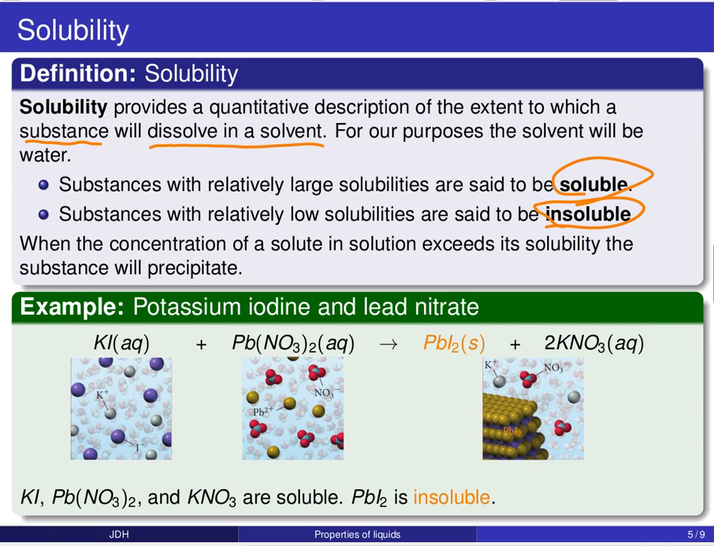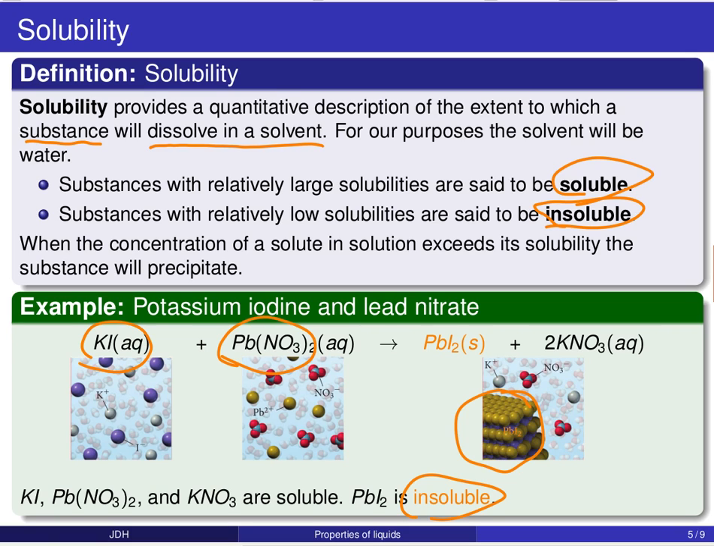And if you keep putting more and more solid in, at some point it will eventually fall out of solution, okay? One example that we saw earlier on in the class was this double displacement reaction where you take potassium iodide and lead nitrate, mix them together, and you get this insoluble lead iodide precipitate forming. We can see from this reaction that this lead iodide product is in fact an insoluble compound.